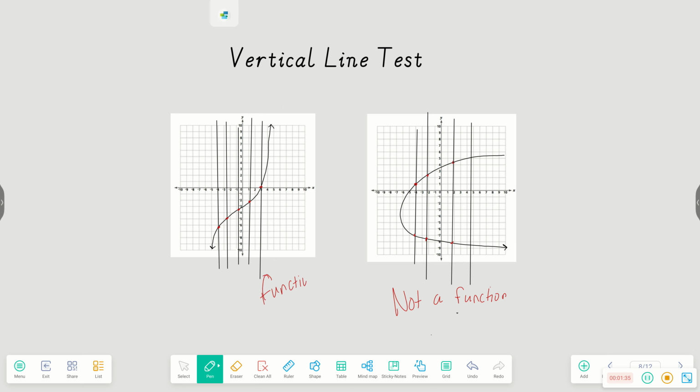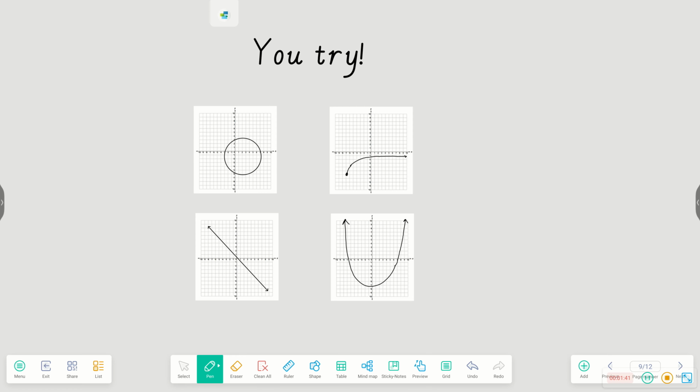So go ahead and pause your video and try this one and see which ones you think are functions and which ones you think are not functions.